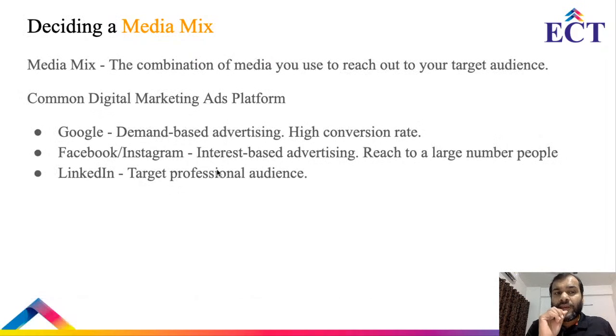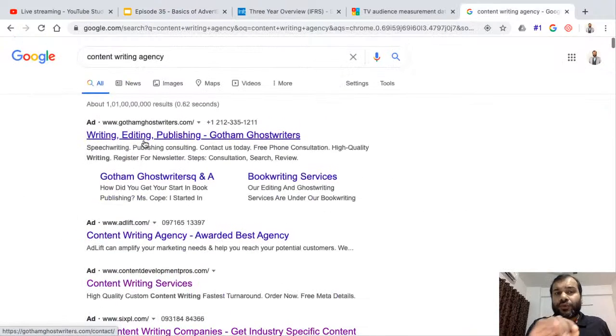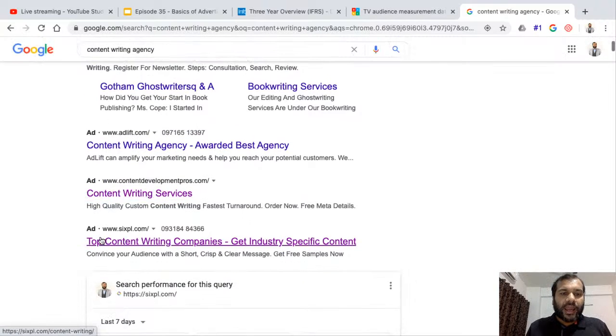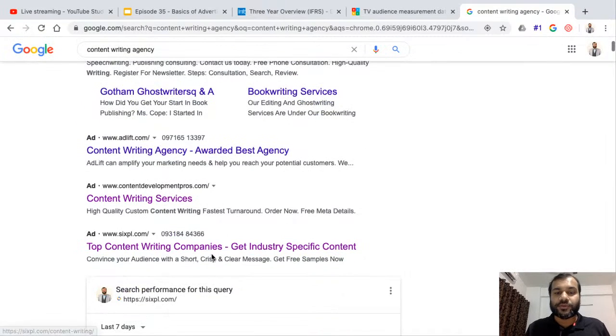Common digital marketing ad platforms are Google, and Google is demand based advertising. It has a high conversion rate. Demand based advertising means that when I was looking for a content writing agency, only then did I see ads of these four companies, including my company also. So that is demand based.